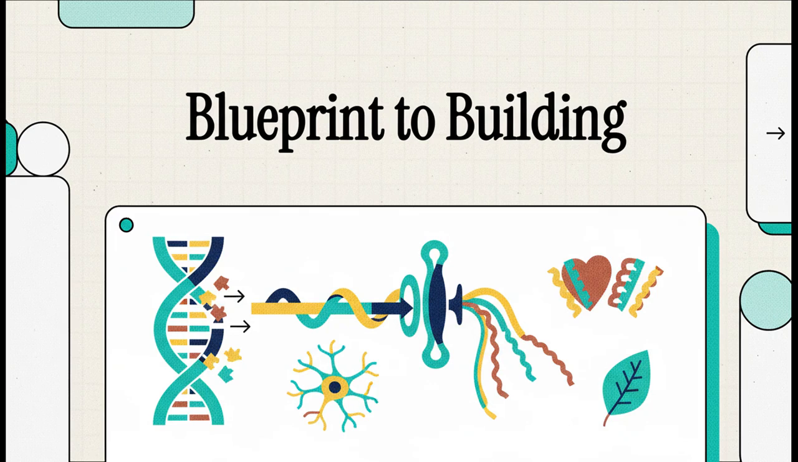Have you ever just stopped and wondered how it builds itself? How does a single cell know it's supposed to be a heart cell or a neuron or even part of a leaf? Well, it all comes down to one of the most elegant and frankly beautiful processes in all of biology. In this explainer, we are going to unpack that exact process, the incredible journey from a master blueprint to a fully functional building. So let's dive right in and follow the instructions, from code all the way to creation.